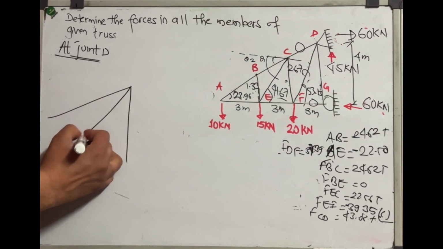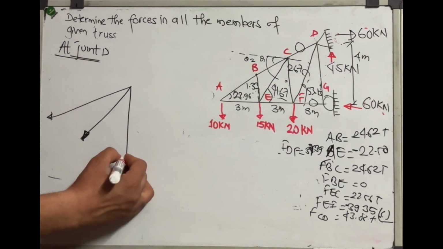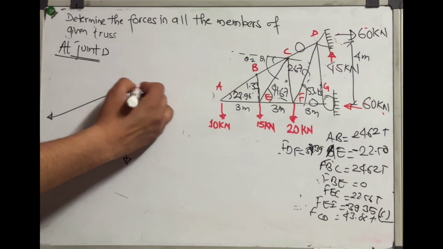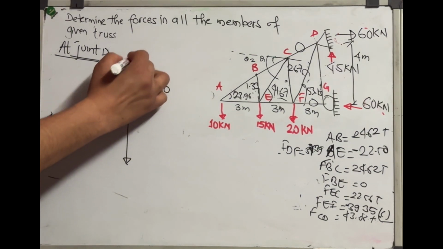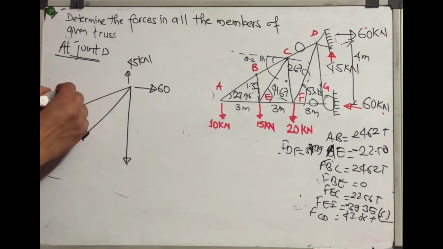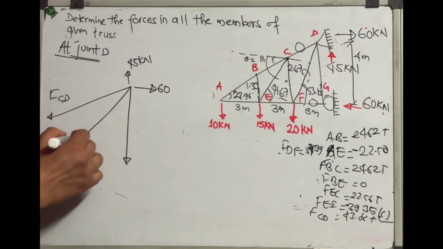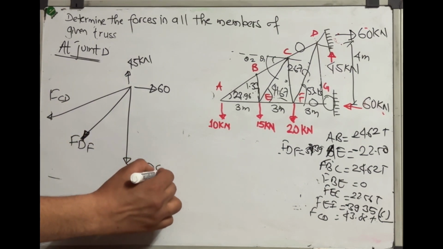This is your assumed direction. There is a 60 kilonewton force here, and a 45 kilonewton force here. Now, this is FCD, this is FDF, and this is FDG.